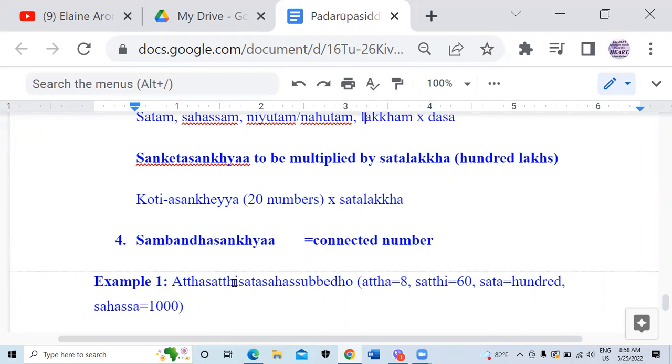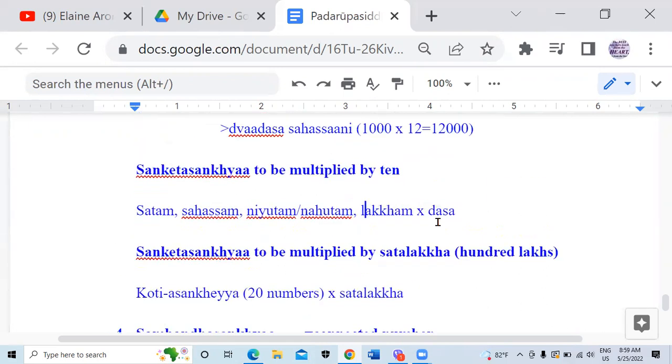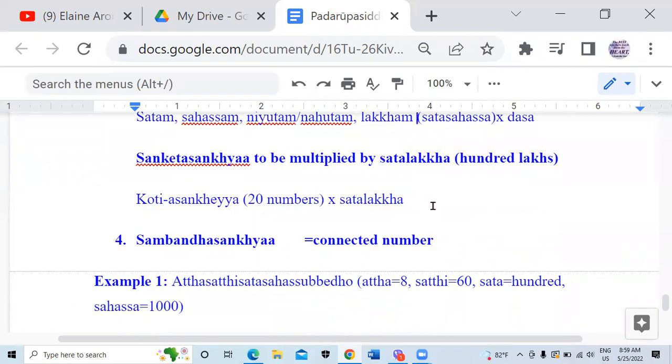So, Sayadaw, for the Sankhita Sankhya to be multiplied by 10, what do you mean by Lakhang multiplied by Dasa? What does that mean? Lakhang times Dasa. What is Lakha? Lakhang is 100,000, right? So lekha is just the explanation. Lekha means sadasahasa. My question is about the Guna and Dasa at the end. That is the explanation.